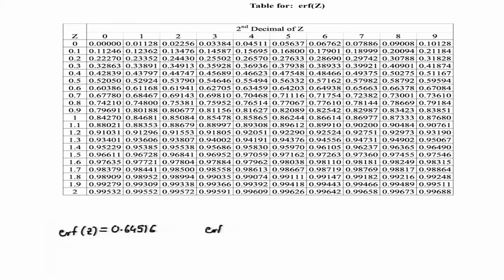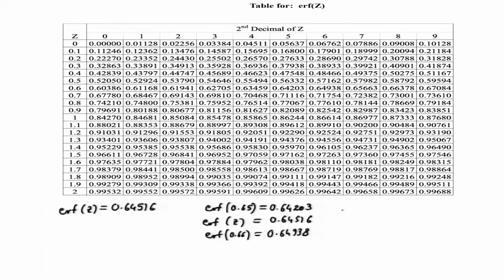So, you can see error function 0.65 is equal to 0.64203, and we need to evaluate z for which the error function is 0.64516, and error function 0.66 is equal to 0.64938. So, if we assume a linear relation, we can find the value of z here.